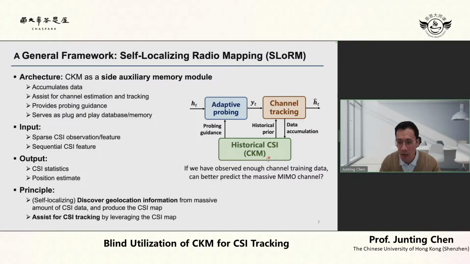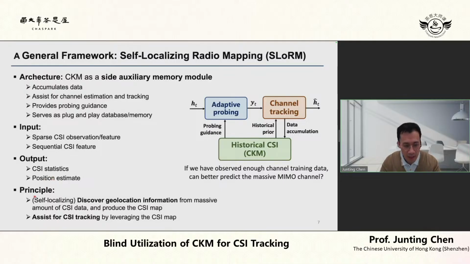So that means we can train or develop a system for maybe Shenzhen, and then apply this system to Beijing or London, just by replacing the CKM module. So the input is some sparse CSI observation or some sequential CSI feature if we are allowed to exploit the temporal correlation of the data. And then the output is the CSI statistics as well as the position estimate.